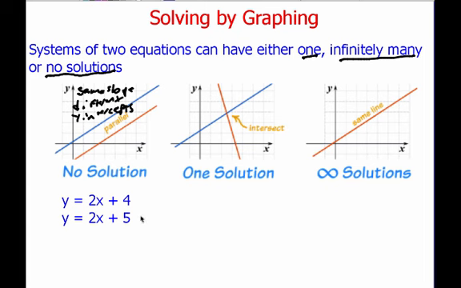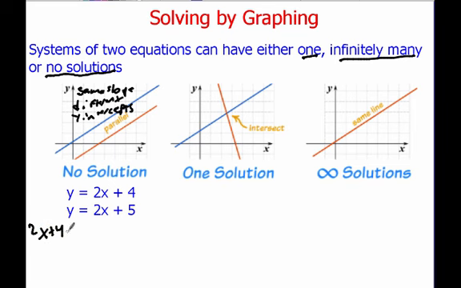That tells us that they're parallel, and they're never going to cross, so they're never going to have the same solution. We could also think of it if we set them equal to each other: 2x plus 4 equals 2x plus 5. Well, the 2x's can cancel out. 4 never equals 5, so there's no way these can have a solution. So there are zero solutions to this. Parallel lines produce no solutions.